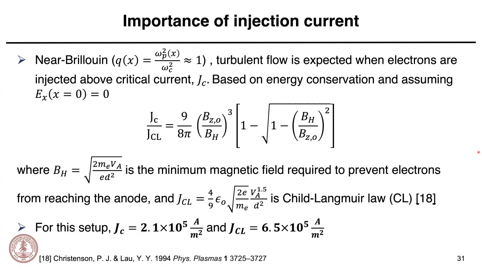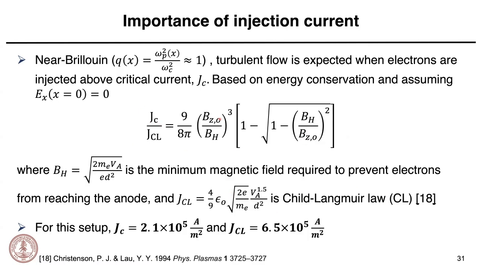So briefly talking about the different injection currents, because I'm going to be varying the injection current, just a few parameters to keep in mind. That near-Brillouin state of Q around equal to 1 is an expected result that's been shown from simulations whenever you inject above something called a critical current, which is this expression here. As you can see, the critical current density is a function of the magnetic field in the diode, but also this magnetic field cutoff parameter B sub h, which is considered the minimum magnetic field to insulate an electron, like stop an electron from just barely reaching the anode. And also it's a function of Child-Langmuir law.